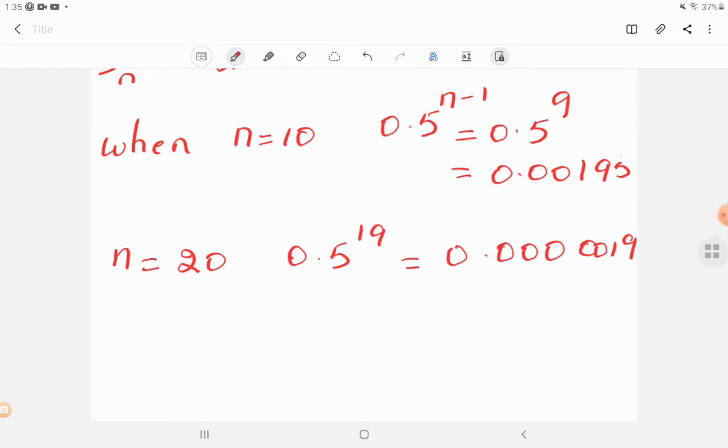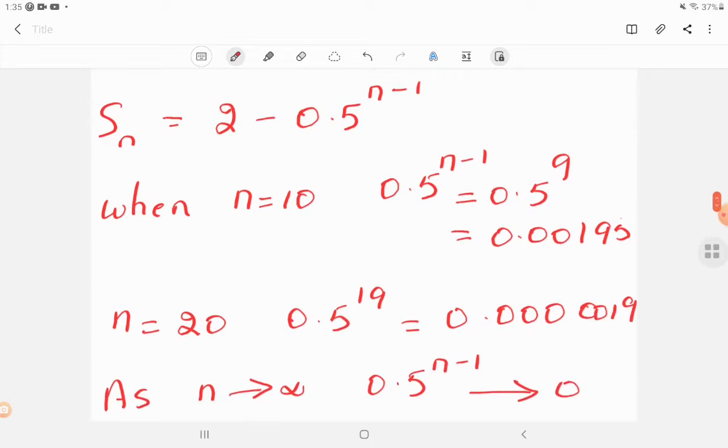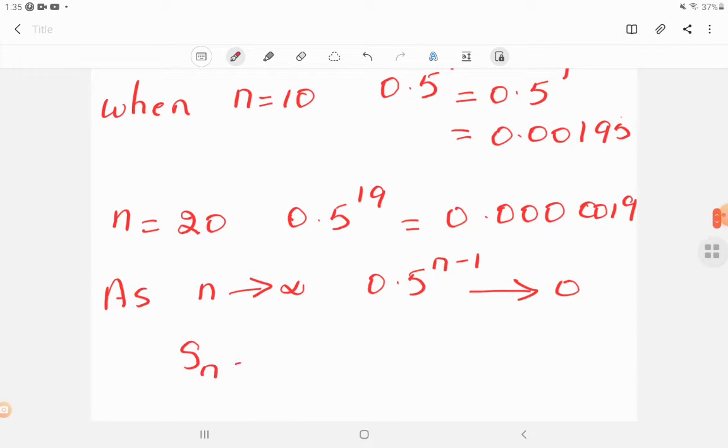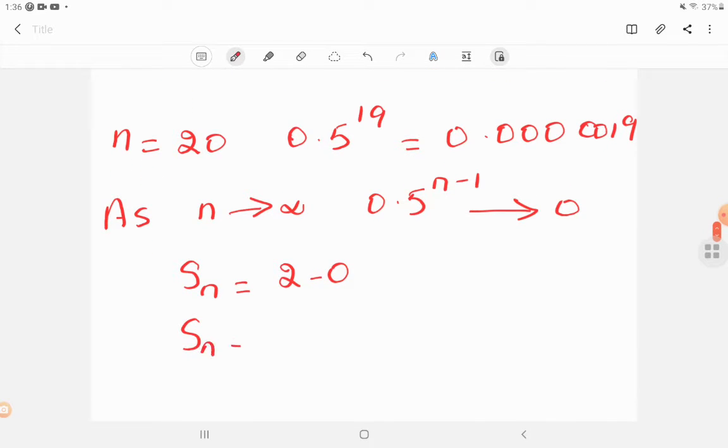So what do we observe in this step? We can see that as n approaches infinity, 0.5 to the power of n minus 1 approaches 0. As the n value increases, this term approaches 0. So therefore from the previous step, Sn is equal to 2 minus 0. So Sn is equal to 2.